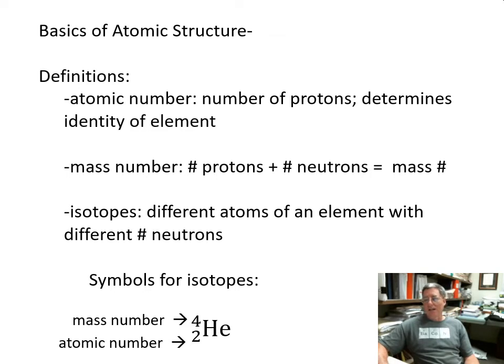So a neutral atom of helium, if its atomic number is 2, that means it has 2 protons. To be neutral, it has to have 2 electrons so that the positive and negative charges balance out. And then from the mass number, we can figure out how many neutrons this isotope has. So there's 2 protons, there must be 2 neutrons to add up to 4, right?